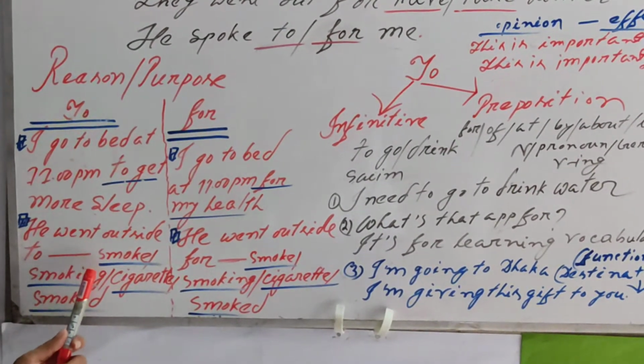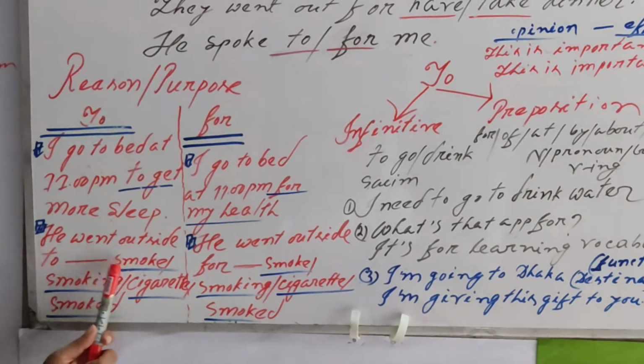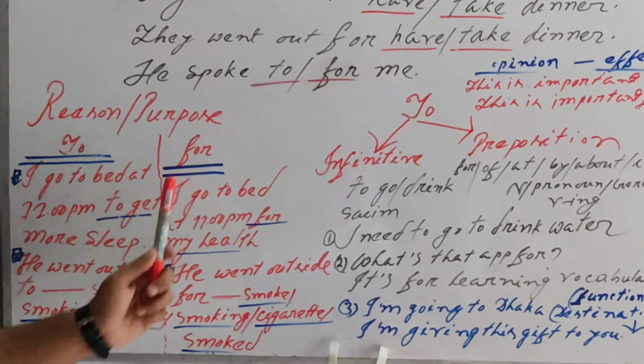Which one is the present form here? Of course, you are right. That is smoke. So he went outside to smoke. You are absolutely right. Next one, for.